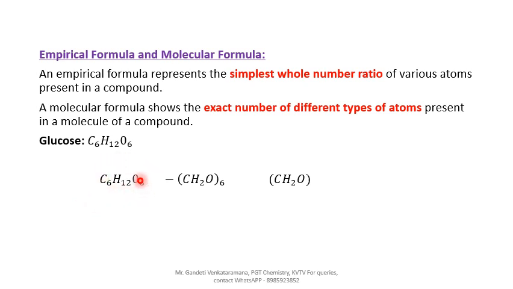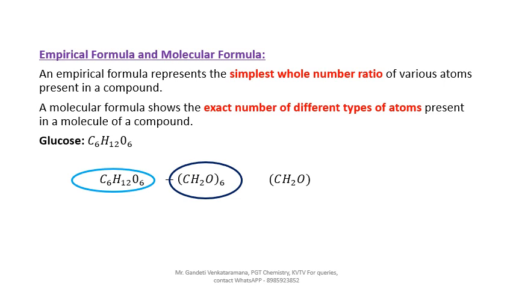Again, it can be written as CH2O 6 times. That means 6 into 1, C6; 6 into 2, H12; and again O6. So all of you know this formula C6H12O6. It can be written as CH2O 6 times. C6H12O6 is called the molecular formula. It can be written as CH2O 6 times.